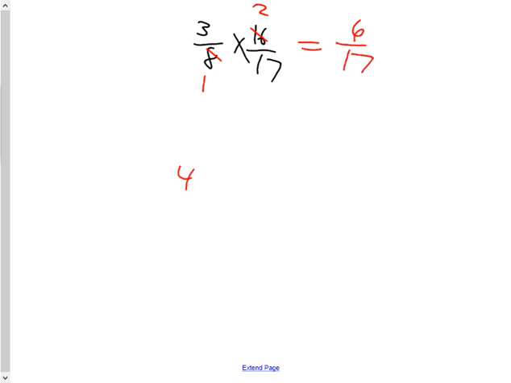Now, if you were foolish enough to actually get 48 over 136, is that right? You'd have to reduce that down considerably, but eventually you would reduce that down to 6 over 17.